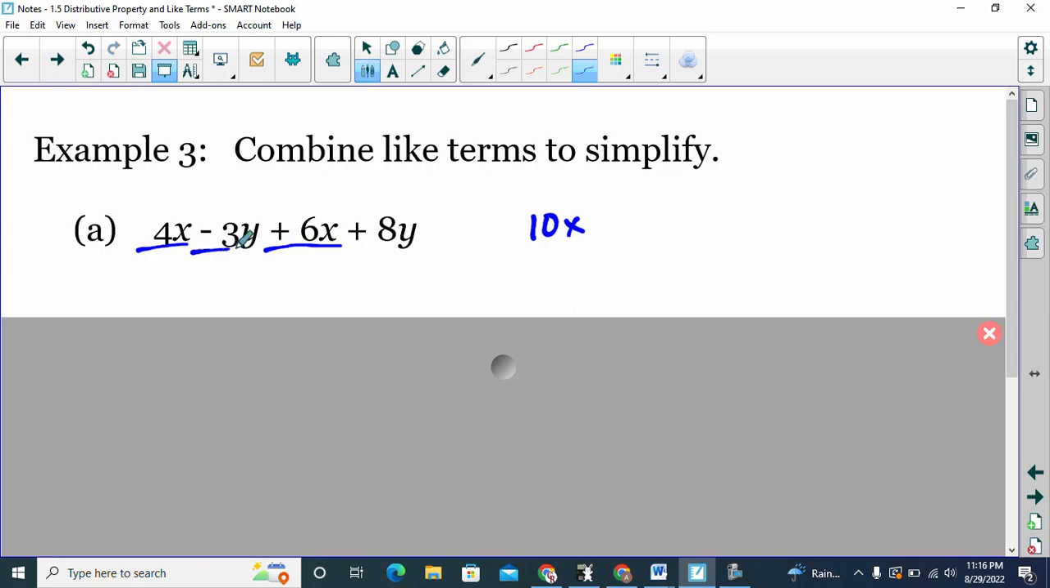Here I've got negative 3y plus 8y. Negative 3y plus 8y. That's what I'm combining up. And this is the same thing we did when we added and subtracted integers. Negative 3y's plus 8y's. Negative 3 is negative, 8 is positive, 1 positive and 1 negative. So I'm doing 8 minus 3 is 5. And the bigger number was the positive one, so it's positive 5y. So 10x plus 5y.